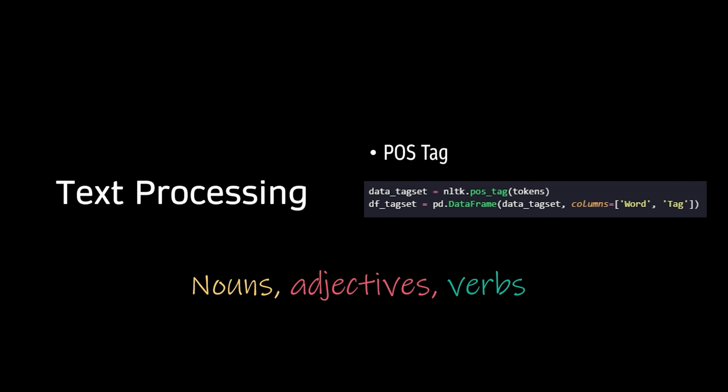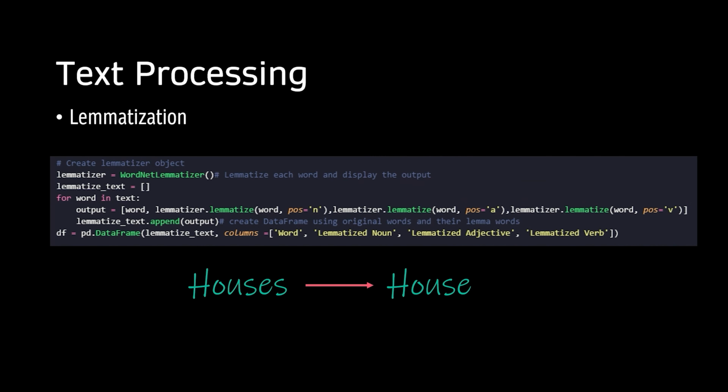POS tagging refers to tagging the words with their part of speech position, for example, nouns, adjectives, and verbs. Lemmatization returns the word to its base form, for example, houses to house.